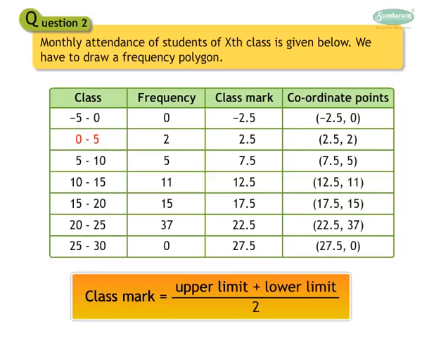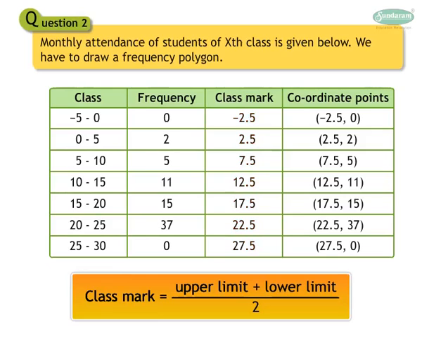and divide by 2. We begin with the class that comes before class interval 0 to 5, which is -5 to 0, and end with a class interval that comes after class interval 20 to 25, which is 25 to 30. Hence we get our class marks as -2.5, 2.5, 7.5, 12.5, 17.5, 22.5 and 27.5.